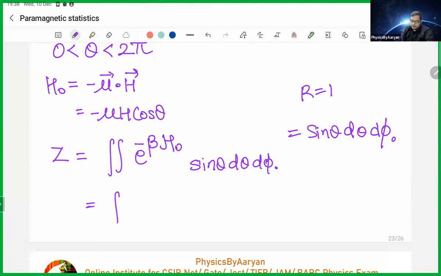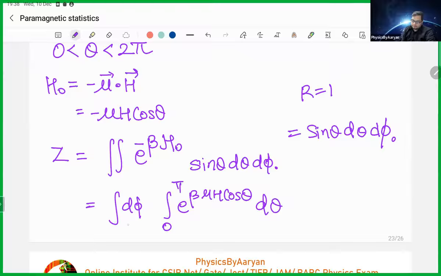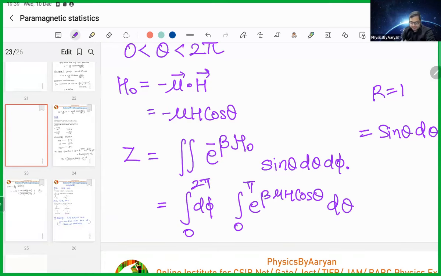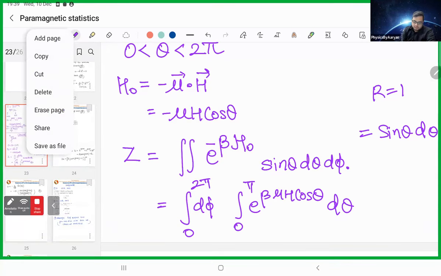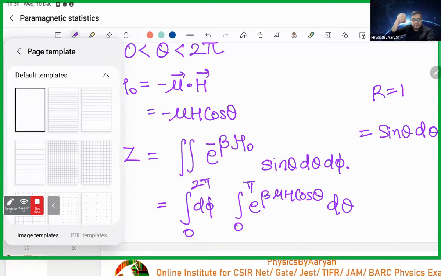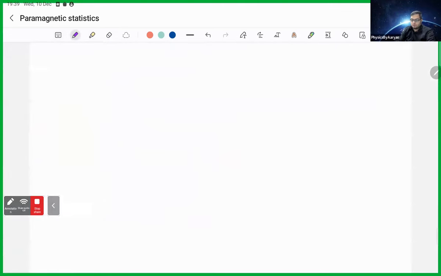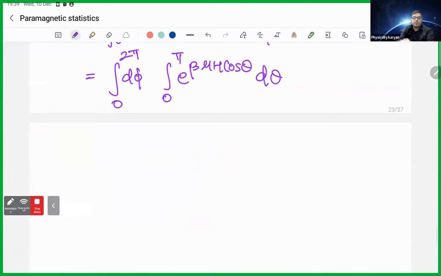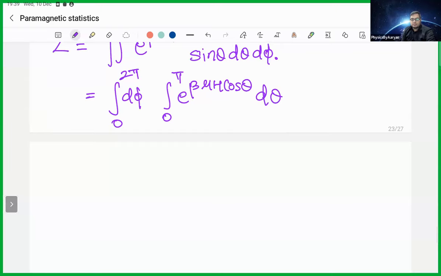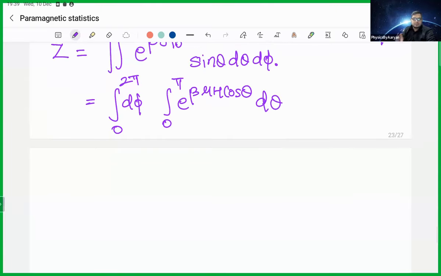And if you solve this, the d phi integral I can separate, and the d theta integral I can write like this. So I put this value and you get e to the power beta nu h cos theta, sin theta d theta. Theta goes from 0 to pi. Phi goes from 0 to 2 pi. This is how you simplify in terms of the classical model. I am talking about the classical model. You can obviously do the quantum model, which we did in the first part, in which only two possibilities were there. Theta can only take two values, 0 or 180. In this case, theta is taking many values. That is why you have to go for this.